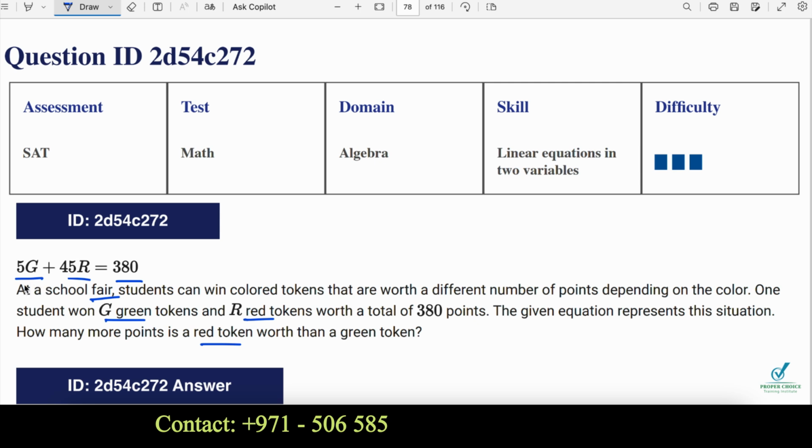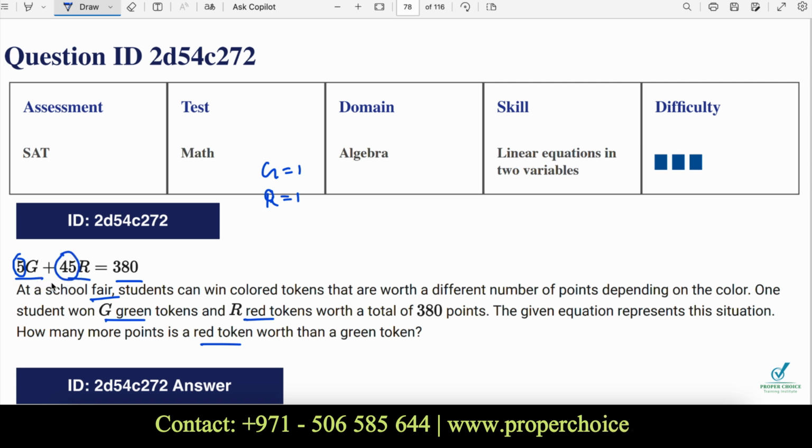If you look very carefully, the coefficient of green, basically the number in front of green, is 5 and the coefficient of R is 45. So let's imagine that a student won one green token and one red token. Now if you substitute here, 5 multiplied by 1, each G will have 5 points as its value, and each red will have 45 points as its value.